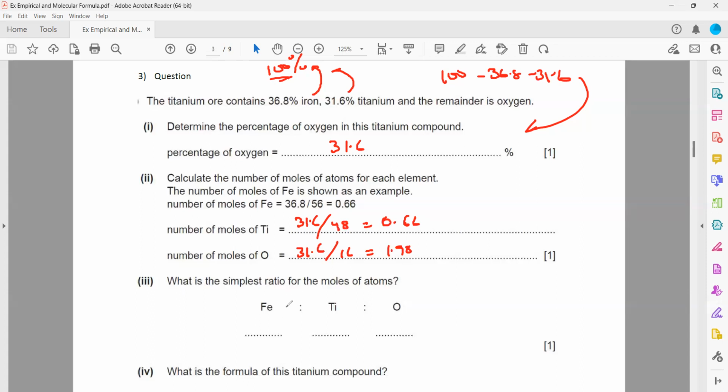Then we need the simplest ratio of the moles. How to take the simplest ratio? Moles of iron was 0.66, moles of titanium is also 0.66, and moles of oxygen was 1.98. To take the simplest ratio, we divide by the smallest value. So we divide all of them by 0.66. So this will be 1, this will be 1, and this will be 3. So the simplest ratio is 1, 1, and 3. Whenever you want to take the simplest ratio, you divide by the smallest value in the combination. Then what is the formula of this compound? This compound contains 1 iron, 1 titanium, and 3 oxygen atoms.